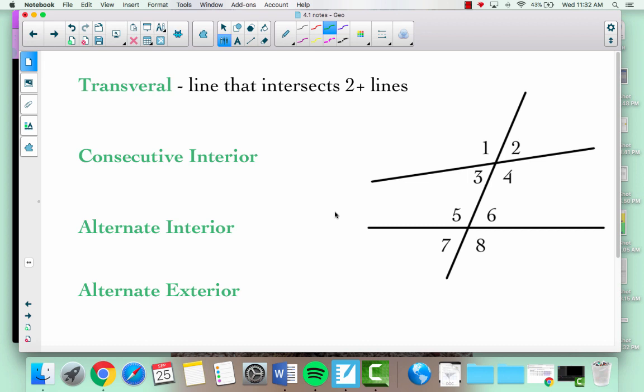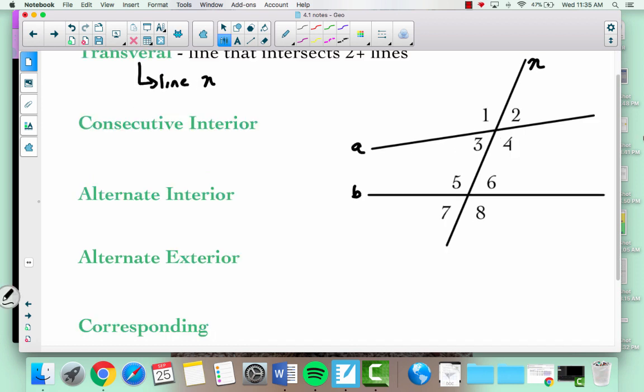The next vocab words we're going to have involve lines and angles. So the first vocab word we're going to talk about is transversal. Basically, a transversal is a line that intersects two or more lines. So here, if I label these lines here, then line N would be considered my transversal because it hits two other lines. So here, line N.